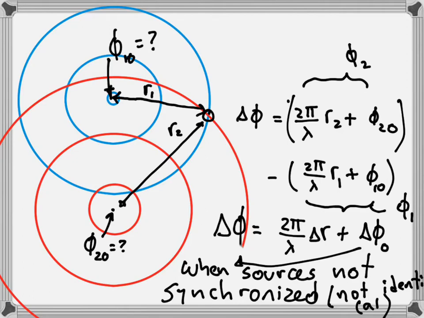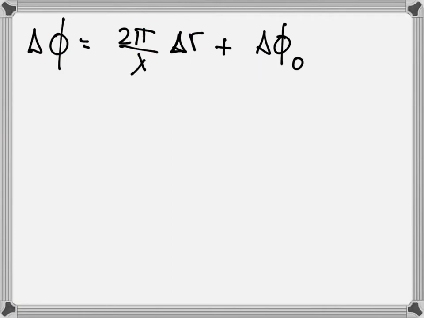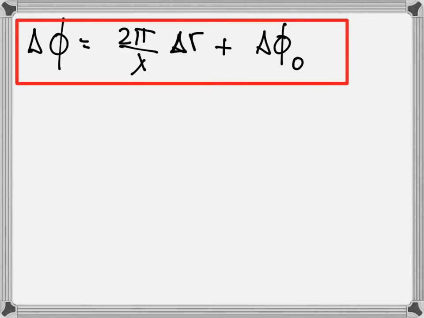So if the sources are not synchronized, the difference in phase will have to be calculated with the path length difference, 2 pi over lambda times delta r, but you'll have to add the difference in the initial phase of these waves. So the general equation for the difference in phase is that one.